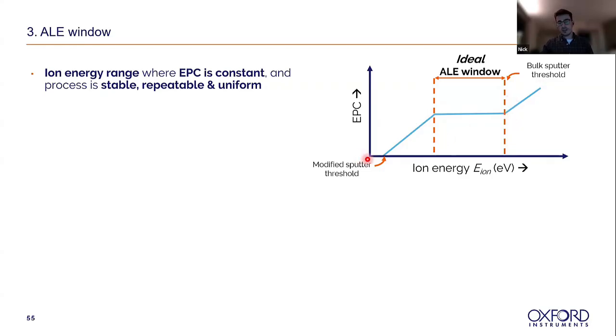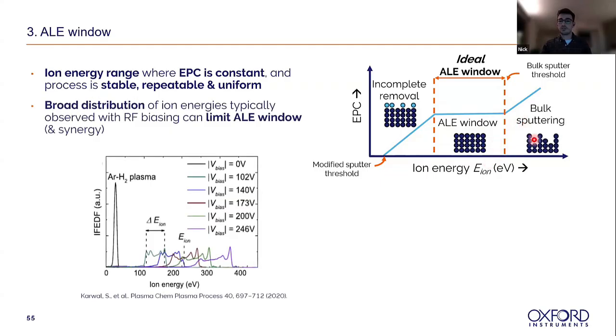As we increase the ion energy, we'll hit a point where we start removing the modified material. But until we get to a certain energy, we're not actually fully removing this modified layer, so you might get some non-uniformity. Within the ALE window, we're fully removing the modified material, but at a low enough ion energy that we're not sputtering the bulk material underneath. As we increase the ion energy further, we go into the bulk sputtering regime, and you start losing some of the benefits of the ALE process. So it's really important that our ALE process lands somewhere in the middle.